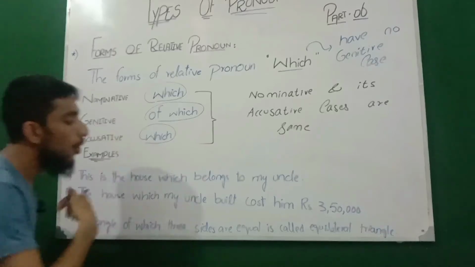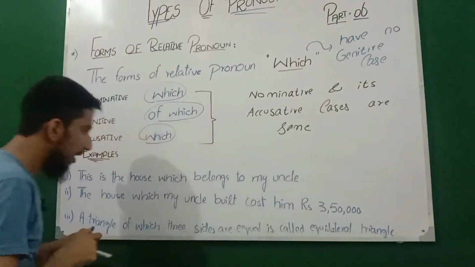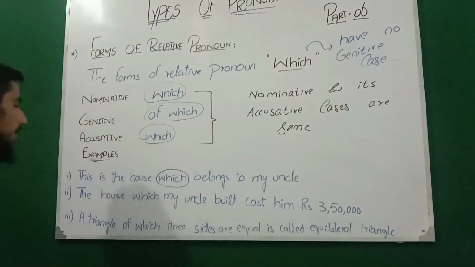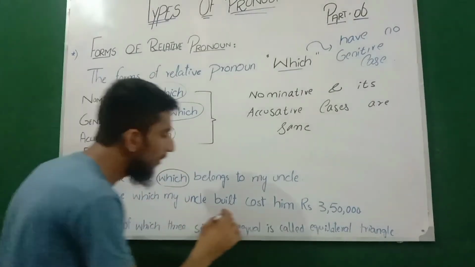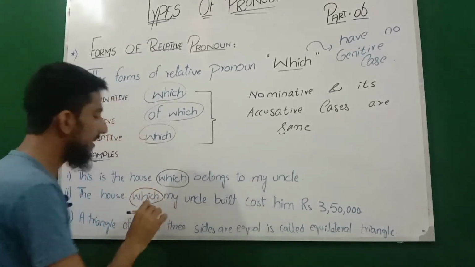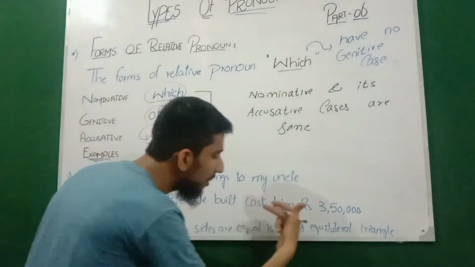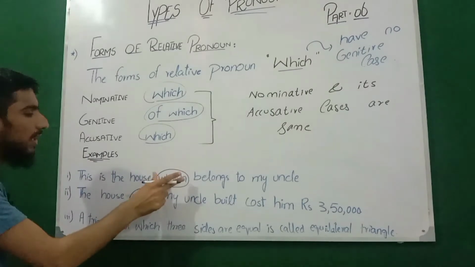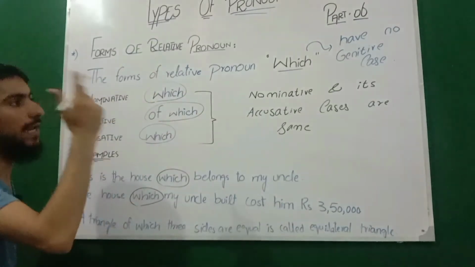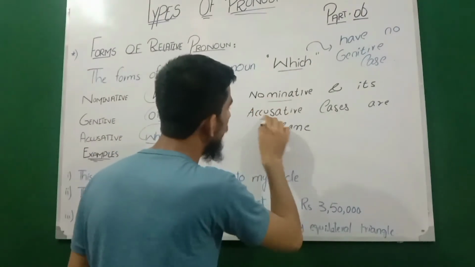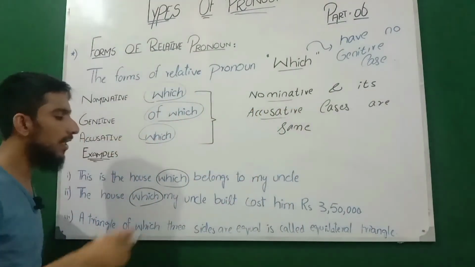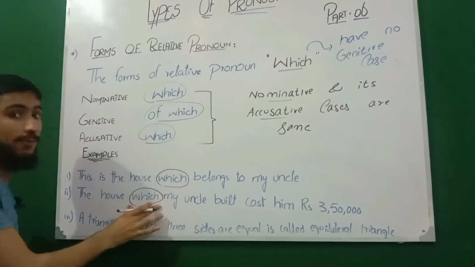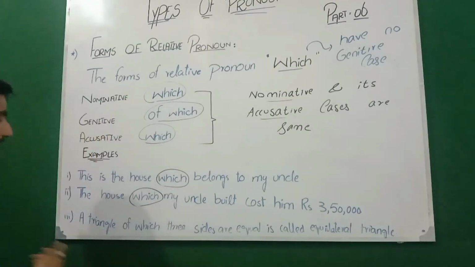Look at this: this is the house which belonged to my uncle. So now "which" is basically in the nominative case. Now, the house which my uncle built cost him Rs 3 lakh 50,000. So now "which" in this example, as mentioned earlier, has the same nominative and accusative case, and they are "which". So here it is in the nominative case, and here it is in the accusative case, which is basically an objective case.